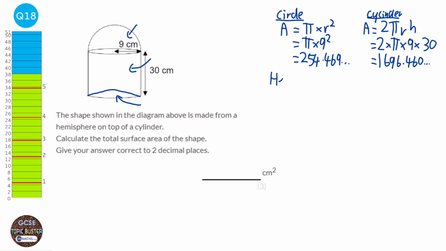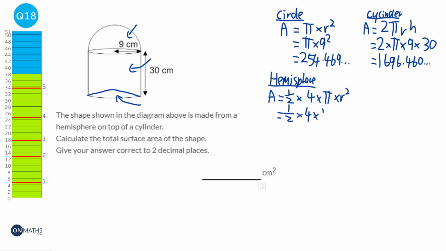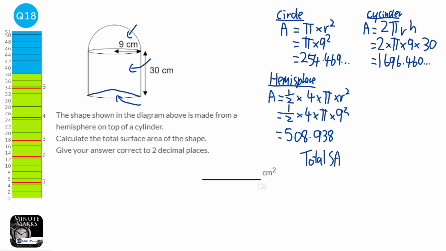And the last bit is this hemisphere here. So let's do the hemisphere. And the formula for the area of a hemisphere, well, a full sphere is 4 times pi times r squared, but because it's a hemisphere, it's half of that. And so it'd be half times 4 times pi times the 9 squared. And that will give us 508.938.